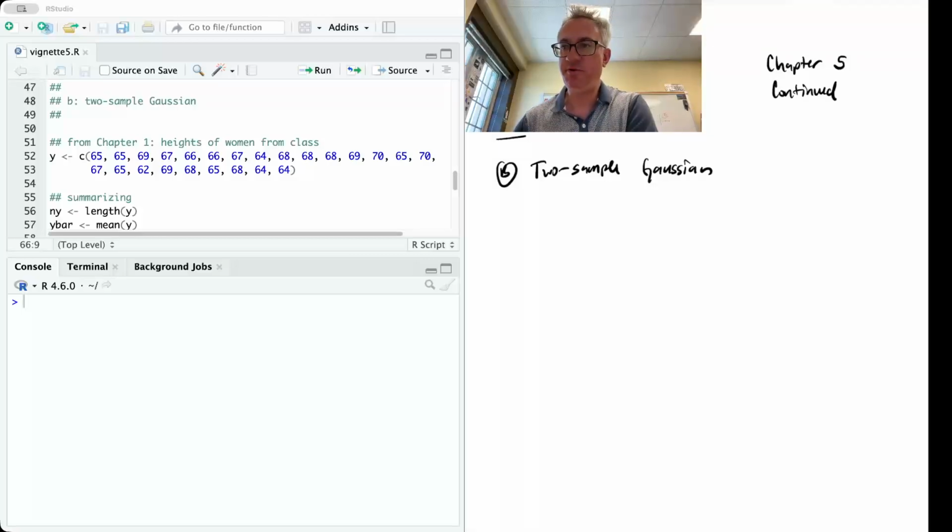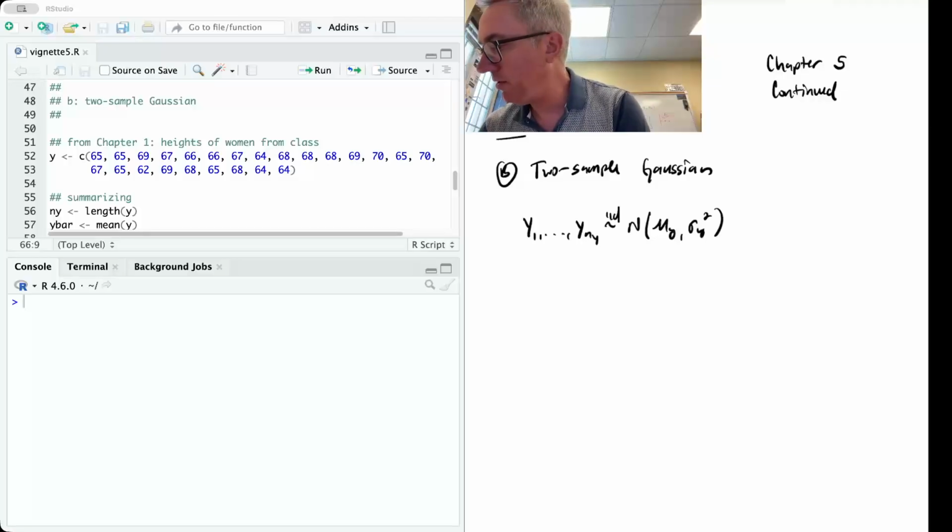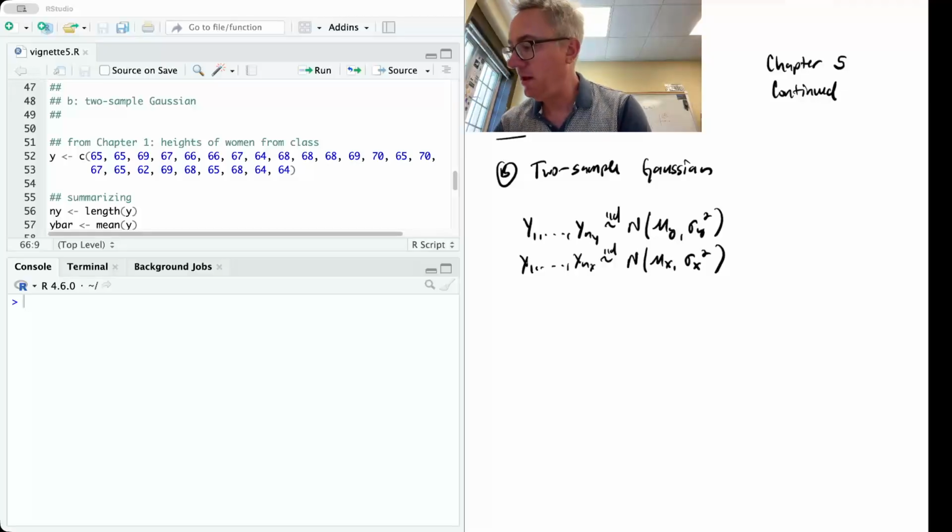The second part of chapter 2 is exactly the same as the first part, except with a Gaussian instead of Bernoulli distribution. So we'll have the samples of y that are Gaussian with mean mu y and variance sigma y squared. And then we'll have the x's as well with possibly their own parameters. And the null hypothesis is going to focus on the means, versus the alternative that they're different.